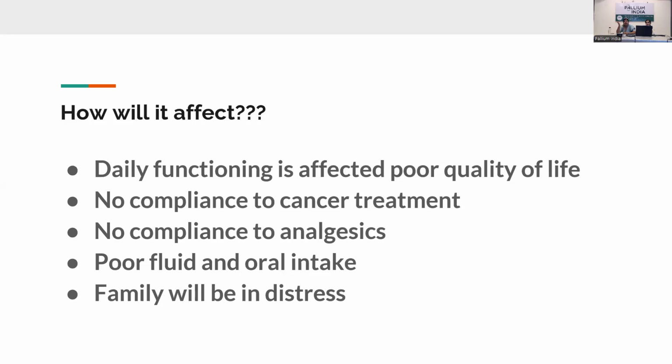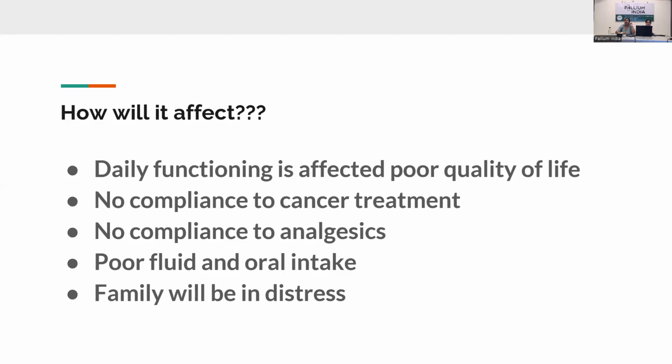Also, they deny the cancer treatment, and they also deny the analgesic. The patient has pain and also has vomiting. Because of the vomiting, they will not take the analgesic. They will say, "See, I'm vomiting everything and you are giving me too many tablets again." He will get vomiting again and the pain also. He will be suffering.